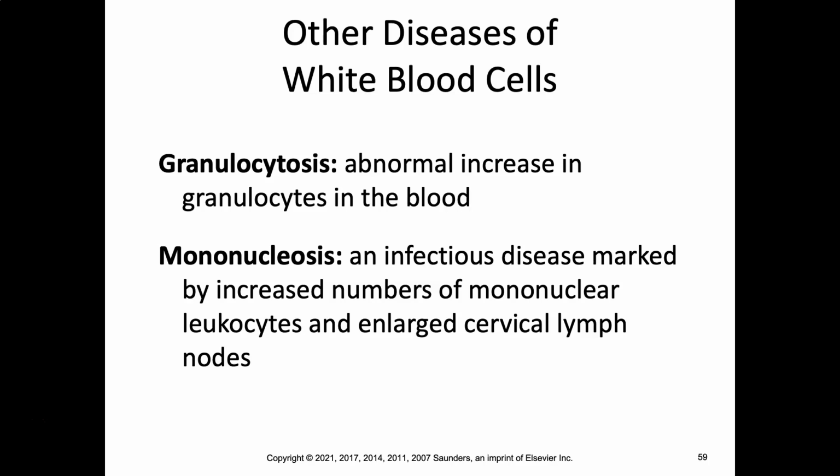I'm sure you've heard of mono, the kissing disease. It was often originally said that it was passed by kissing or exchange of body fluids, like saliva. And that's where you get an infectious disease with large numbers of mononuclear leukocytes and enlarged cervical lymph nodes. Those are the ones around your neck. And so that's why when they're looking for mono, they're checking your lymph nodes around your neck to see if they are enlarged.